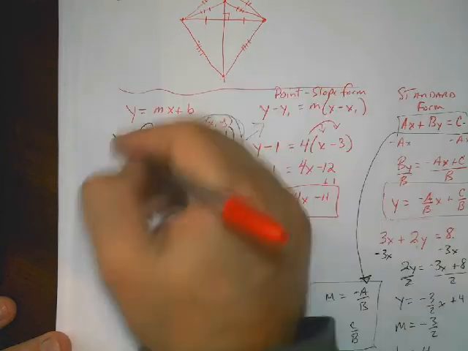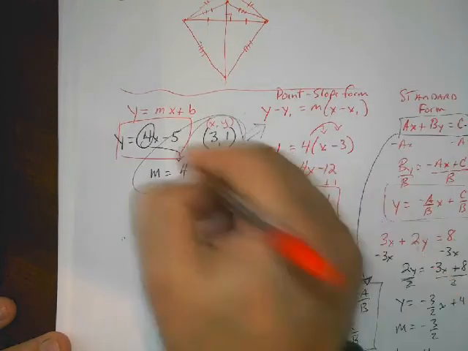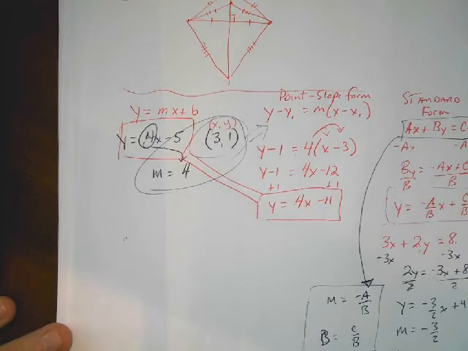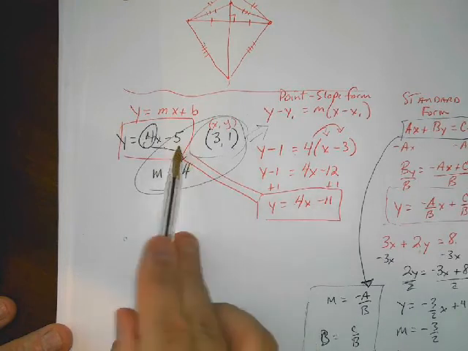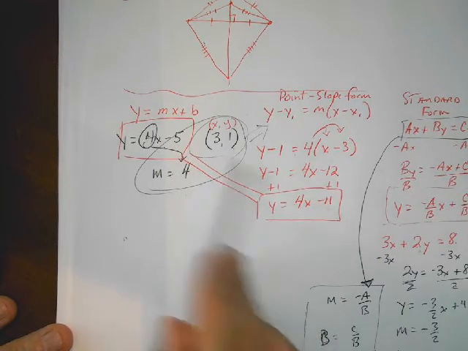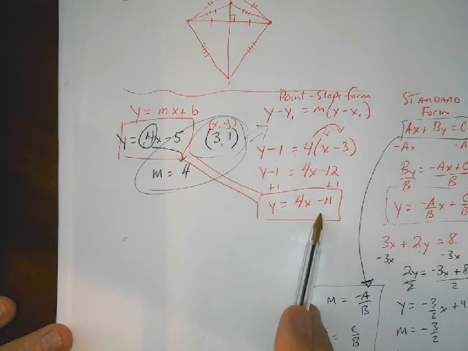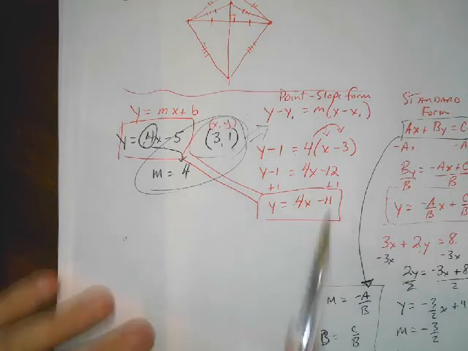So as you can see, these two lines have the same slope of 4, but different y-intercepts. This one intercepts at 5, this one intercepts at negative 5, and that one intercepts at negative 11. Okay.